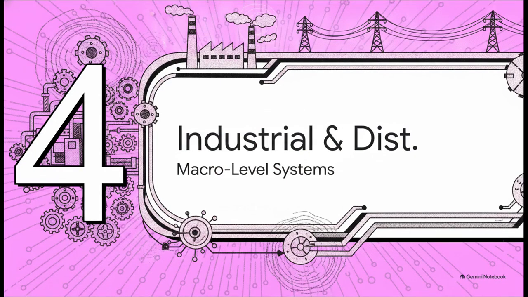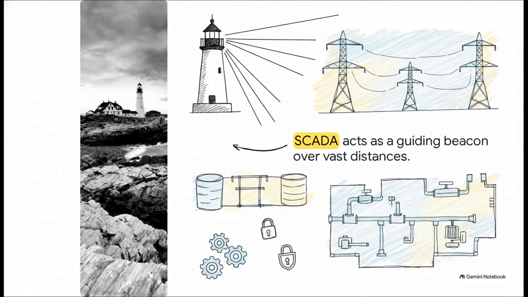Section 4, Industrial and Distributed Systems. We're zooming way out now from individual computers to look at macro-level operational technology and massive industrial controls. Just like a lighthouse watches over a vast, sweeping coastline, supervisory control and data acquisition, SCADA systems, act as guiding beacons. They are designed for data gathering and event-driven oversight across massive physical geographies. Think power grids or regional water distribution networks.